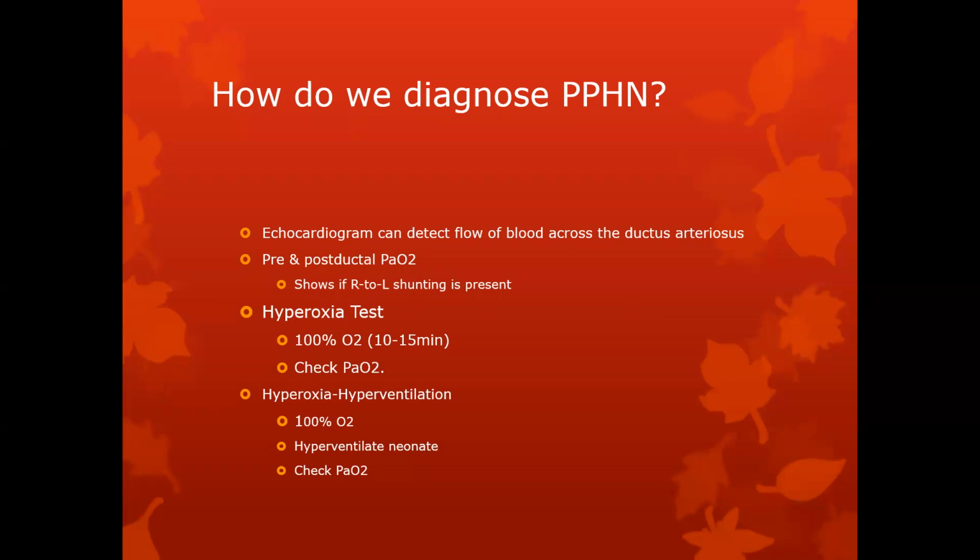So I wrote, with the hyperoxia test, if the PaO2 improves, that indicates it is a problem in the lungs and it's not a shunt. Because with a shunt, no matter how much oxygen you give, the blood isn't flowing to the lungs. It's flowing across the ductus arteriosus. So you give 100% and you have no change in your oxygen saturation. That says, yes, you have a shunt occurring.